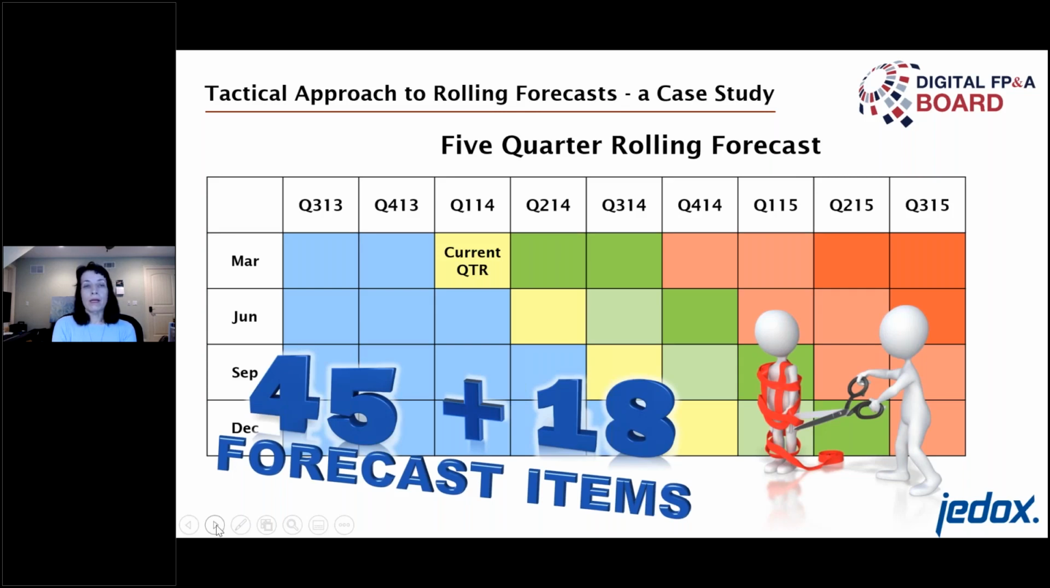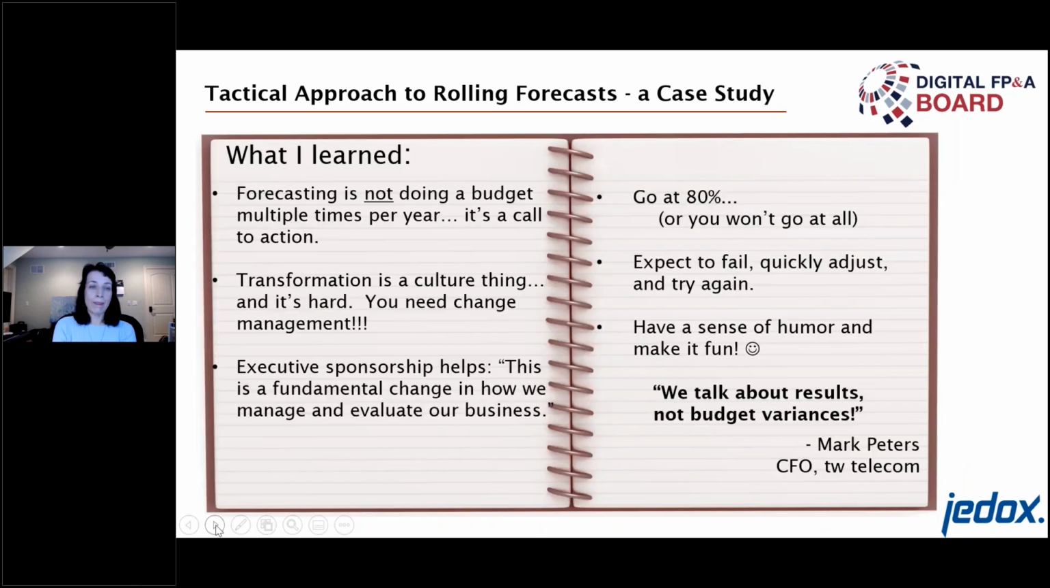So there's a lot of things that came out of the learning. You've heard me say a few times now that we tried things and we adapted and we reconfigured because we had to. I tried to capture a few of these thoughts here on my last slide. Forecasting is not doing a budget multiple times a year. Your organization cannot stay in the stress of that. It's really about having a call to action, about informing leadership that something is happening that they need to engage in and change. And it's a transformation.